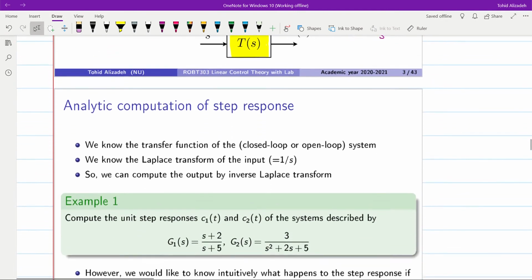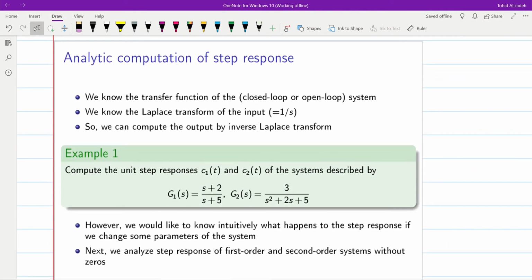We can compute the step response in the time domain analytically if we know the transfer function of the system, whether in the closed loop or open loop format. And since we know the Laplace transform for the input signal, which is 1 over s, we can compute the output analytically by finding the Laplace transform of the output signal and then finding the inverse Laplace transform. Here we have two examples. I can show you how we do it indeed.